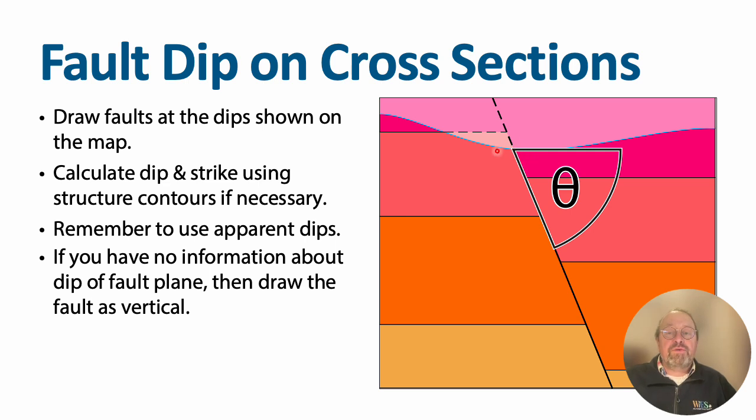So if your fault was dipping at 80 degrees, you would only mark it in as 80 degrees if it was cutting the fault perpendicular. Otherwise, you're going to have to recalculate that, and you calculate the apparent dip depending on how oblique the section is cutting the fault. If you don't have any information about dips, then usually you just draw them in vertically, but usually we know better than that.